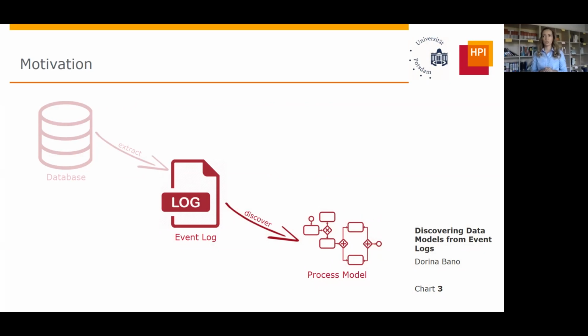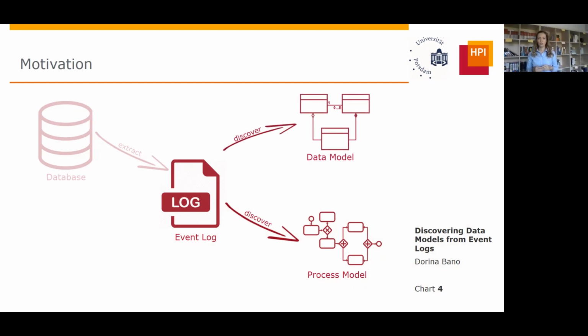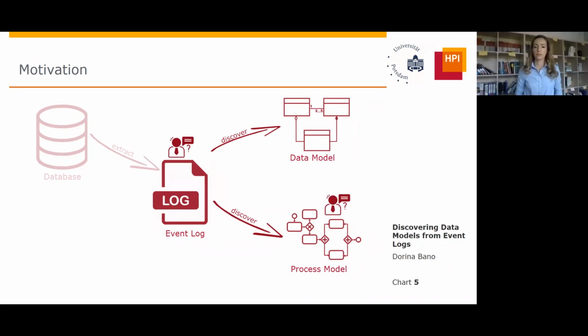So the event log captures behavior information, and we argue that it is also a rich source of domain-specific information, which cannot be explicitly discovered or shown in the process model. That's why we think it is important to also discover a data model from an event log, as complementary information to the process model, which will help us to better understand the process model and the event log at the same time.